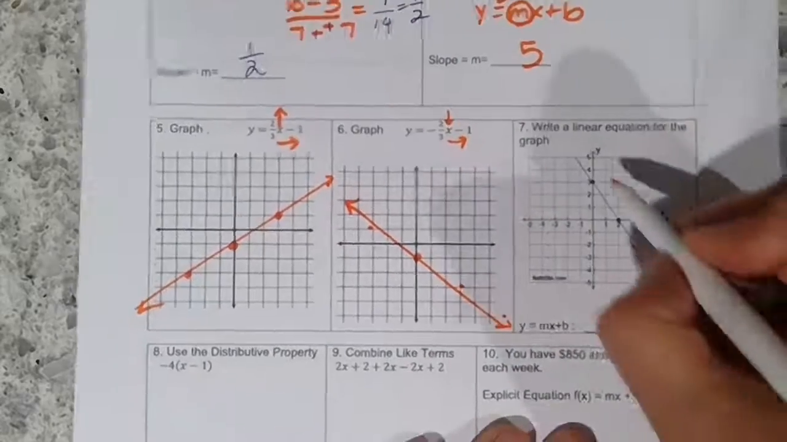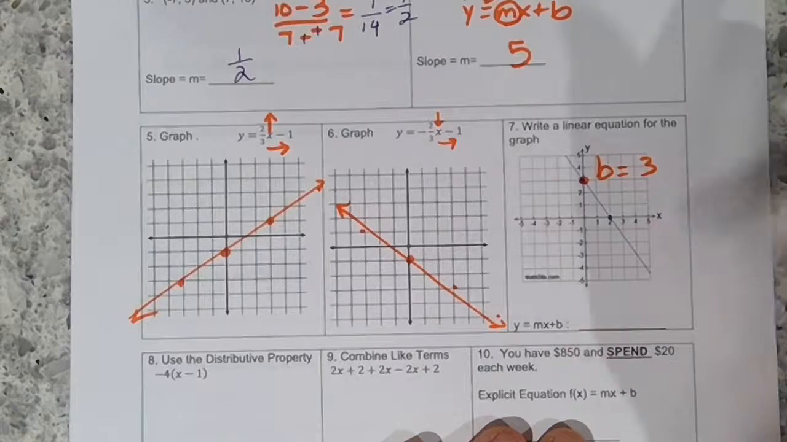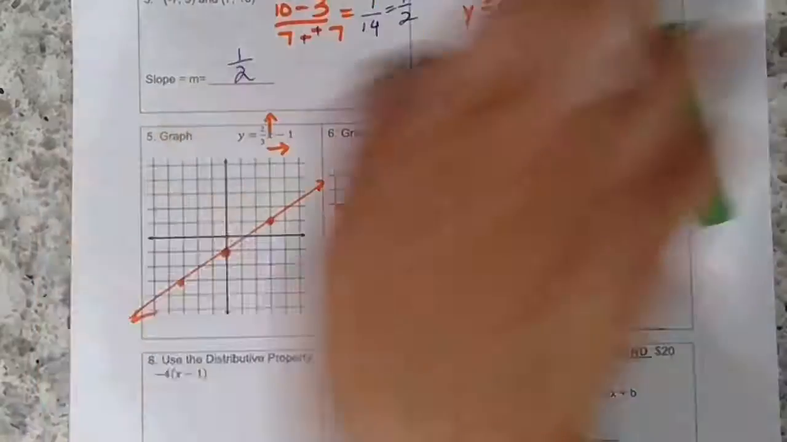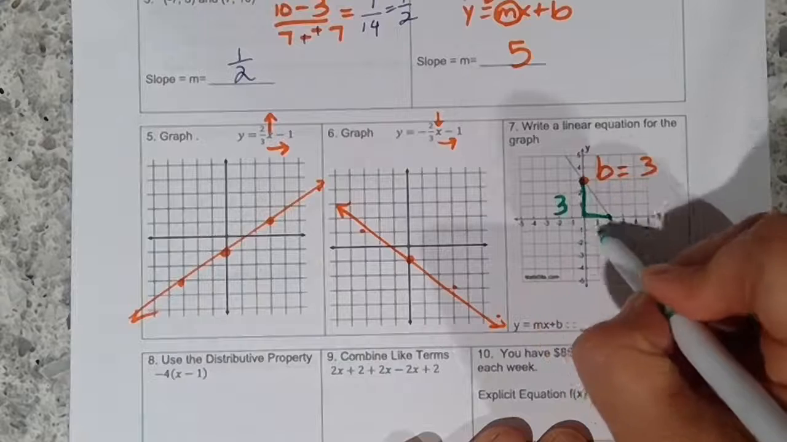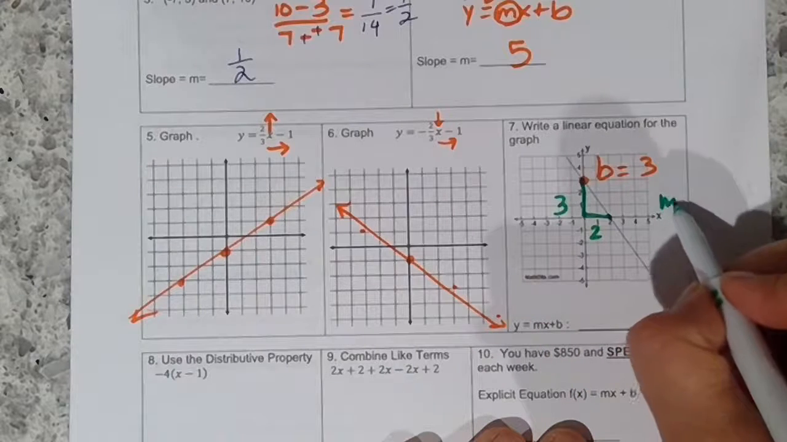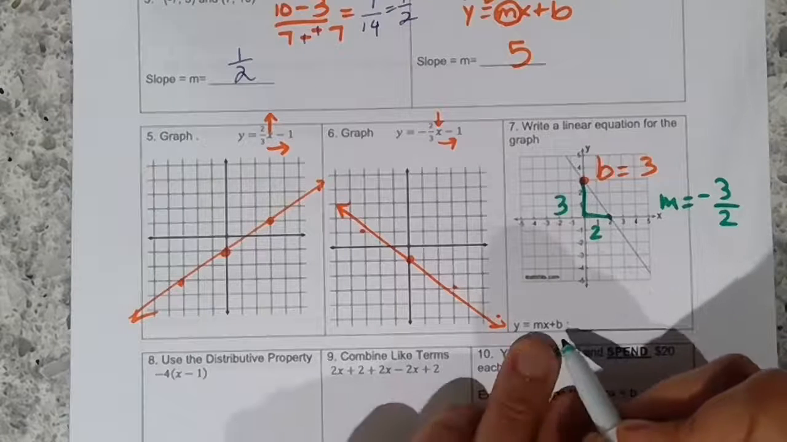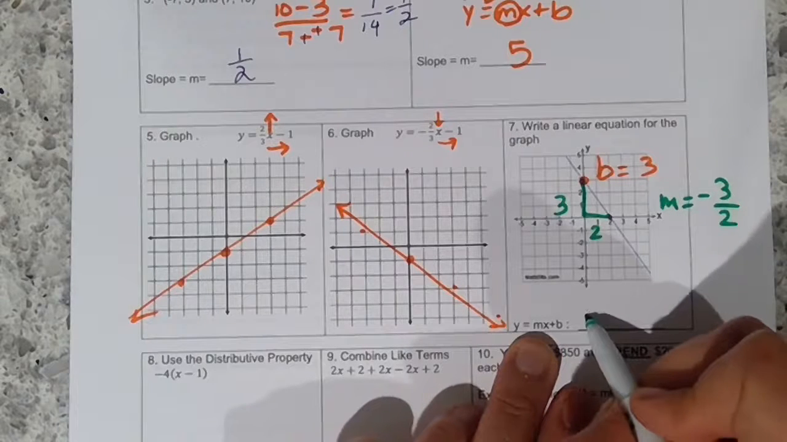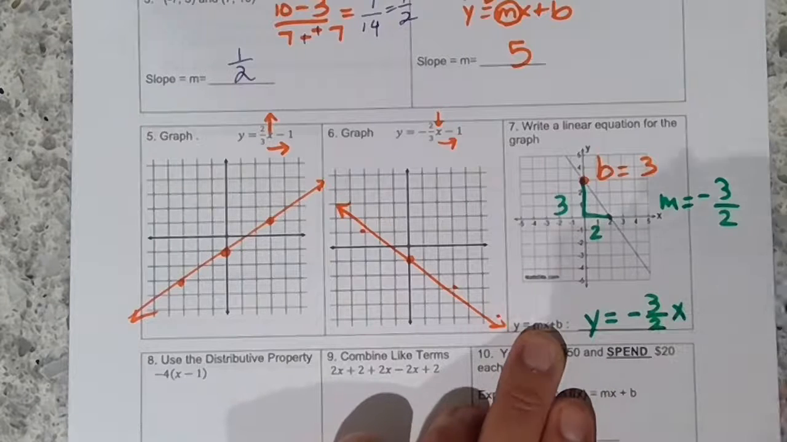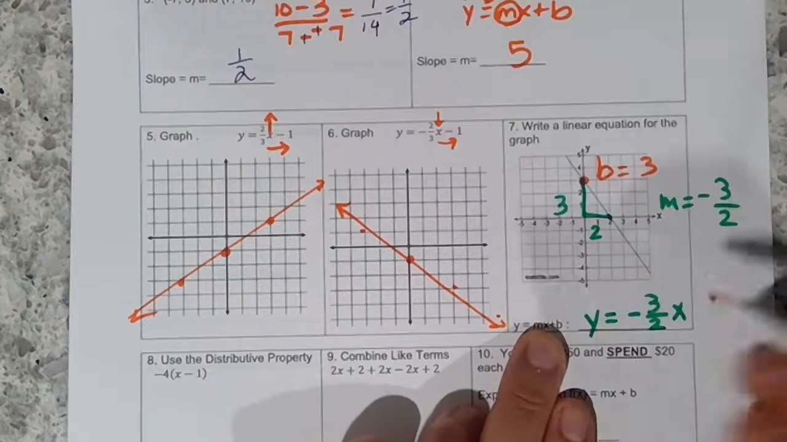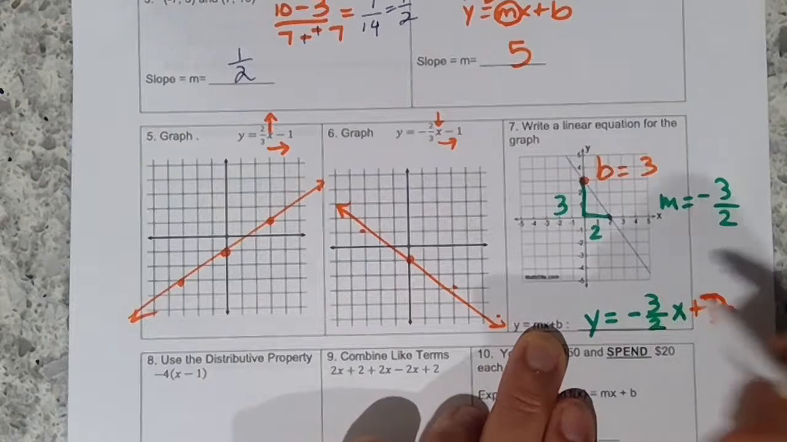Okay, write an equation of a line. Well, you need to know your y-intercept, so that's 3. So your b value is 3. The next thing you need to know is your slope. And your slope is, okay, it is 3 over 2, and it's negative. So then you have to put it all together. Your slope is negative 3 over 2. So y equals negative 3 over 2, put the x next to it, and you started at 3.